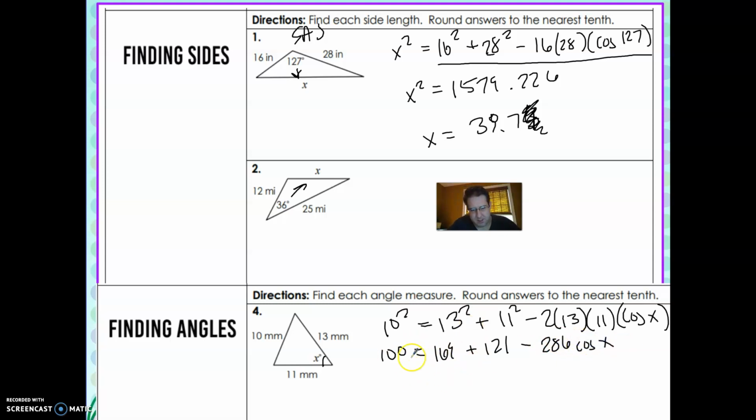Okay, so the next step would be to subtract 100 minus 169 minus 121 more. It gives me 190. Okay. Now I'm going to divide that number divided by negative 286, and that's going to give me about 0.664. Now keep in mind that here's my calculator, that I am rounding on the screen, but I'm really not rounding in the calculator. So now I'm going to do inverse cosine of that previous answer.